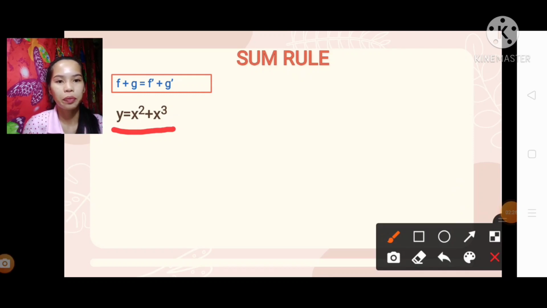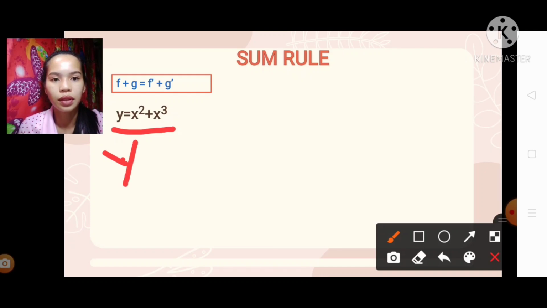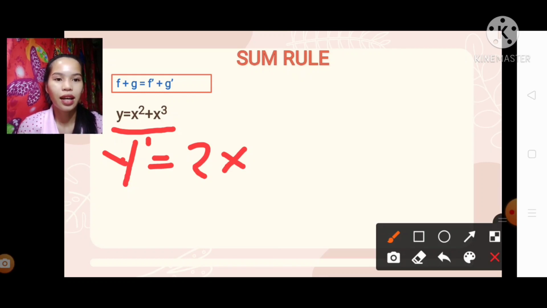y equals x squared plus x cubed. So again, let's put y prime, that says that it is a derivative. So the derivative of x squared, according to the power rule, put the 2 in front of this variable, and that's it. 2x plus, again the power rule, so 3, then 3 minus 1 is 2, 3x squared. So that's the final answer.